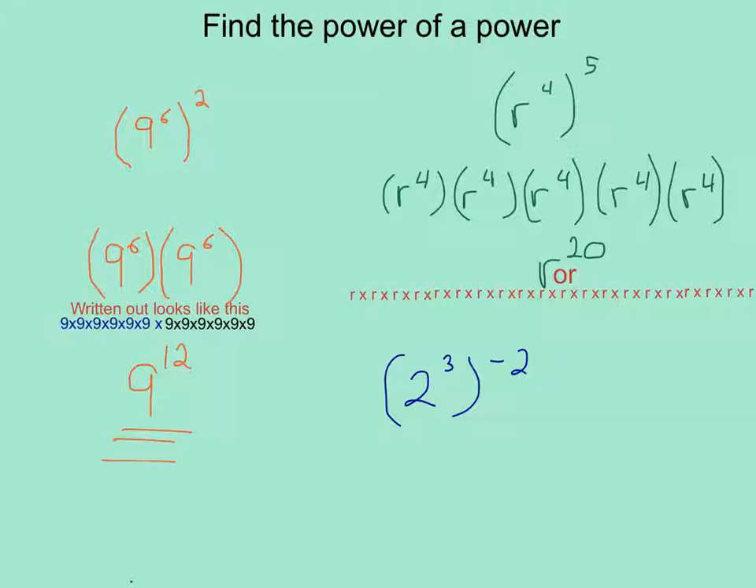If I had a power of a power like this, okay, I would just have 2 to the 3rd power to the negative 2nd power. So I do the same thing. I'm just going to multiply negative 2 times 3, which gives me negative 6, so I would have 2 to the negative 6th power. Or if I wanted to get rid of that negative power, I could do 1 over 2 to the 6th power. Either would be okay.